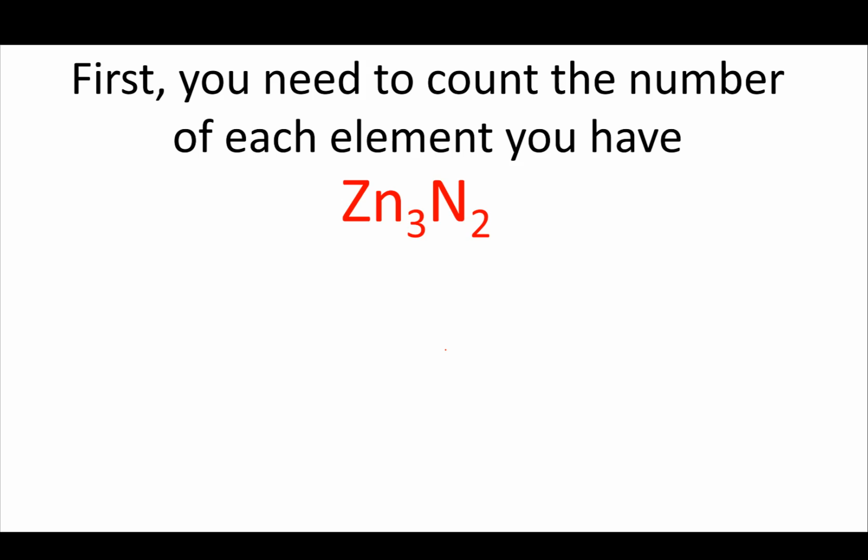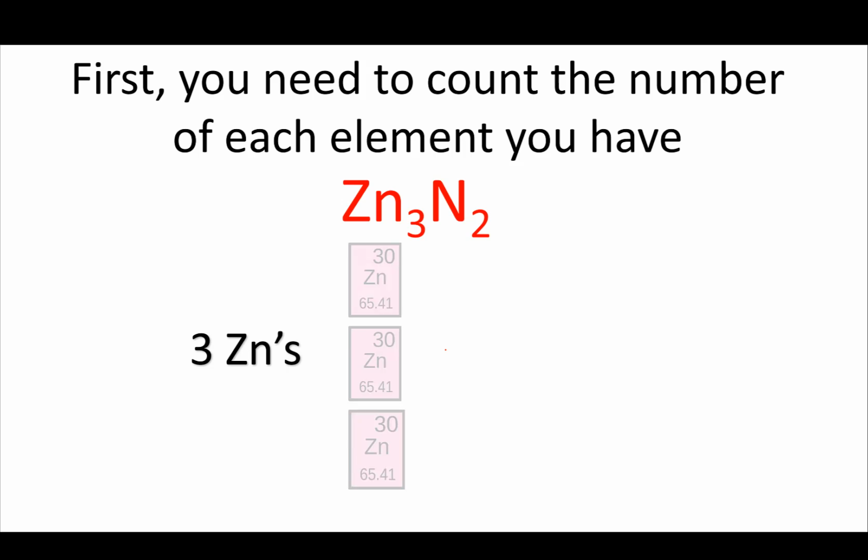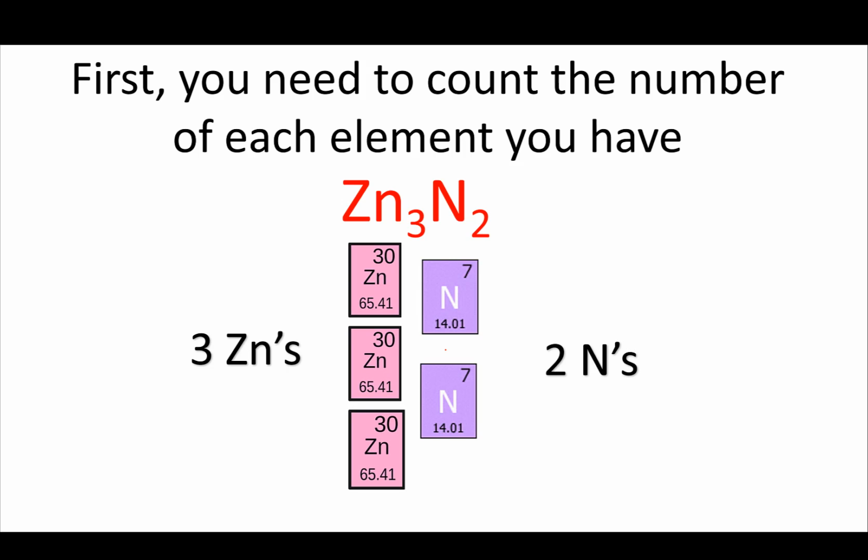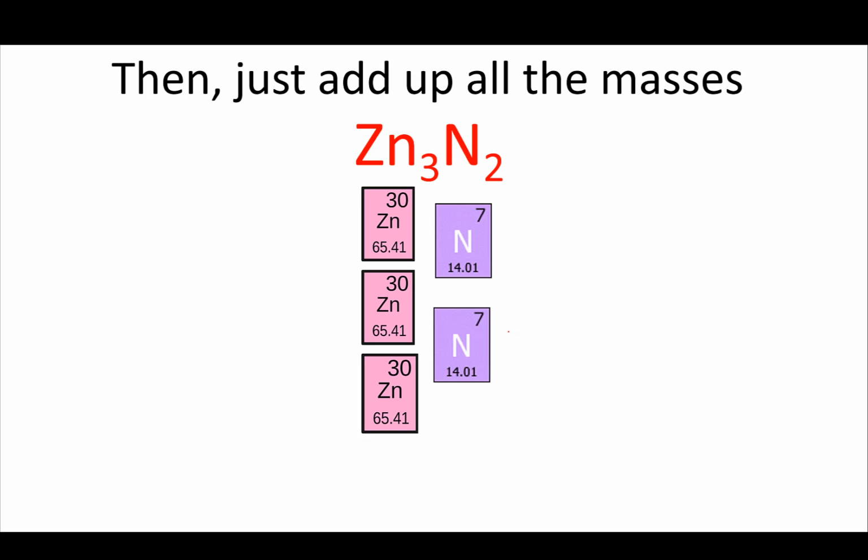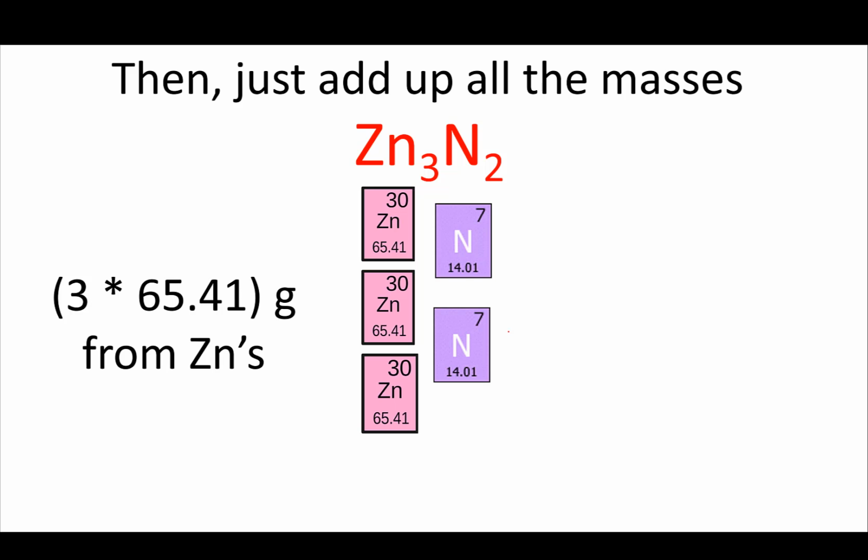Well, first, you need to count the number of each element you have. So in this case, I have 3 zincs, and I have 2 nitrogens. Every single zinc weighs 65.41 grams, and every single nitrogen weighs 14.01 grams, or every mole of zinc and nitrogen, I should say. And then you add up all the masses. So in this case, I have 3 copies of zinc, so I'm going to take zinc's mass, multiply it by 3, because if you add these up, you'll get this much mass from the zinc.